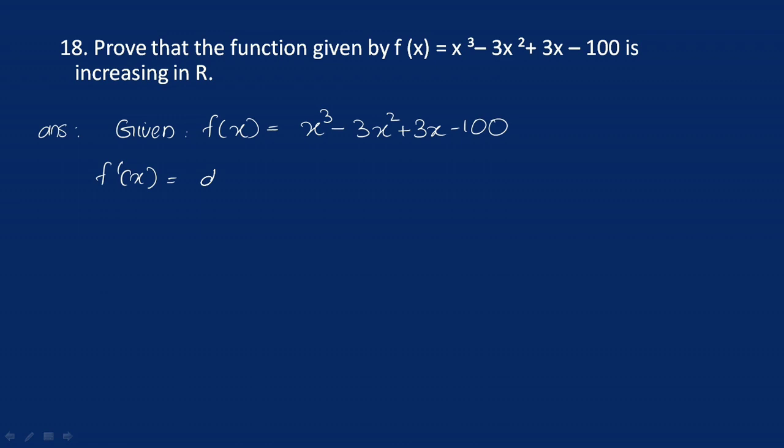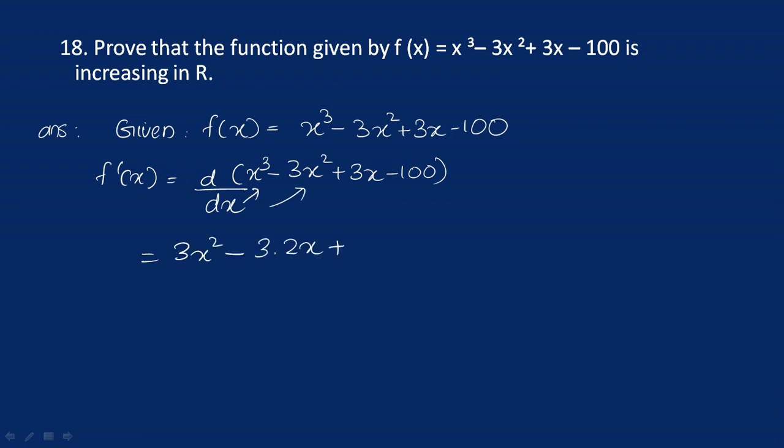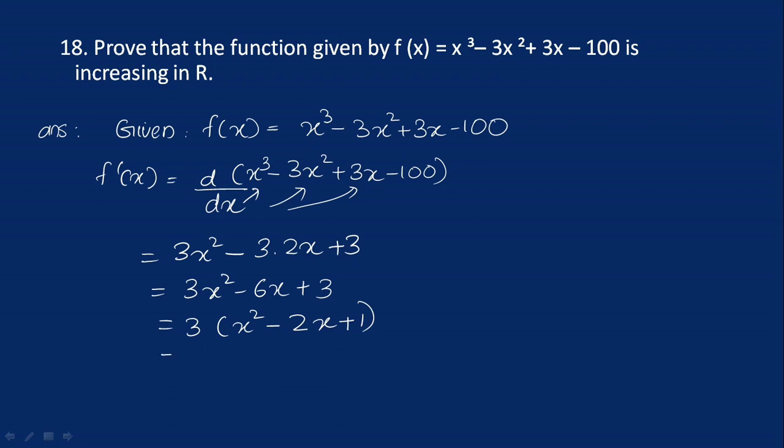That is d by dx of x cube minus 3x square plus 3x minus 100. d by dx of x cube, that is 3x square. d by dx of 3x square, that is 3 into 2x. Plus d by dx of 3x, that is plus 3. d by dx of minus 100, 0. So we have 3x square minus 6x plus 3. Now 3 is taken common, so we have the remaining, that is x square minus 2x plus 1. So we can write 3 into x square minus 2x plus 1, that is of the form x minus 1 whole square. So 3 into x minus 1 whole square, that is f dash of x.